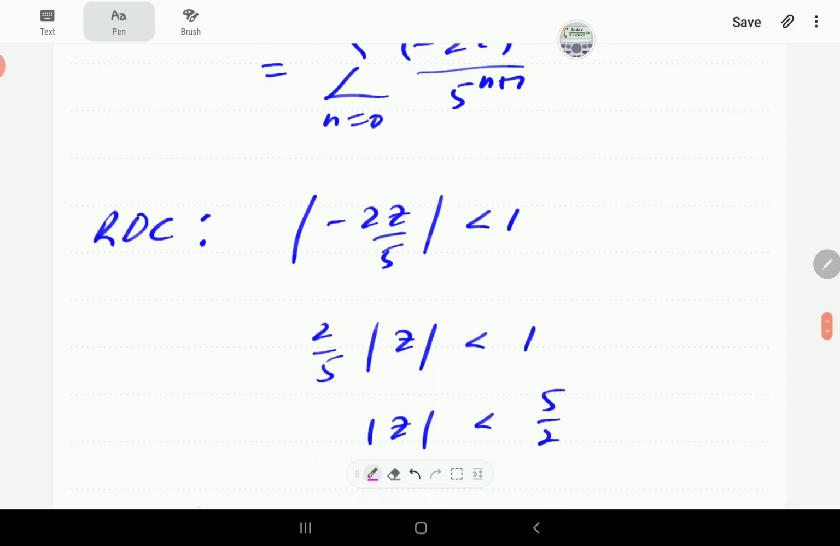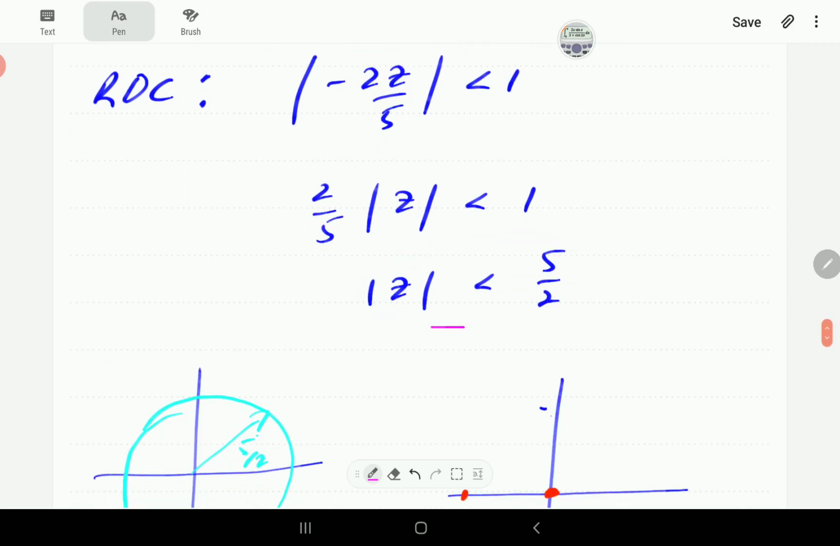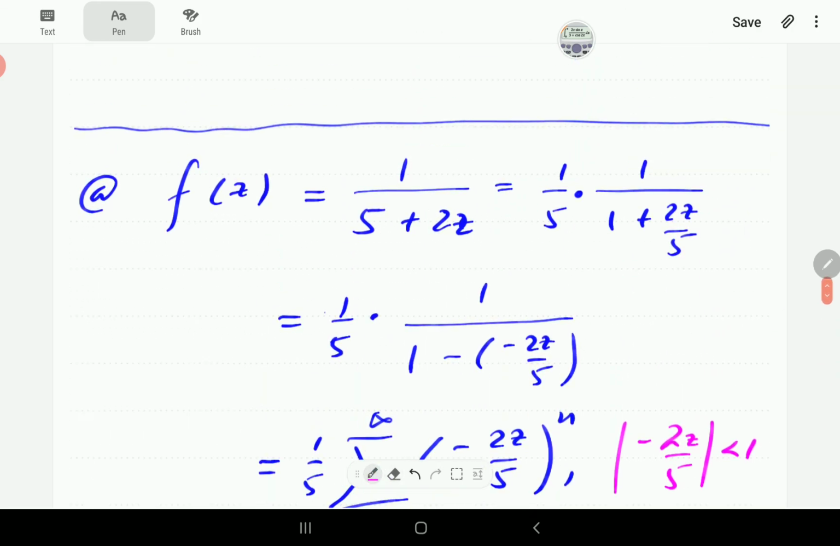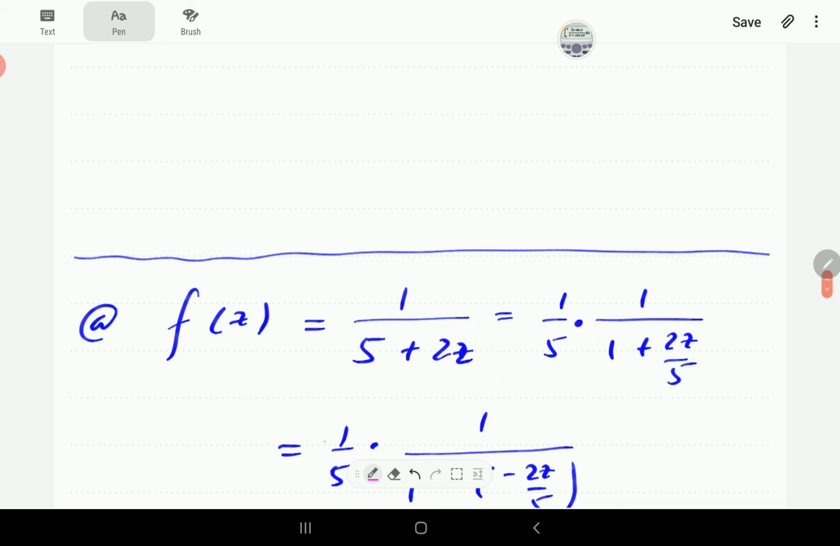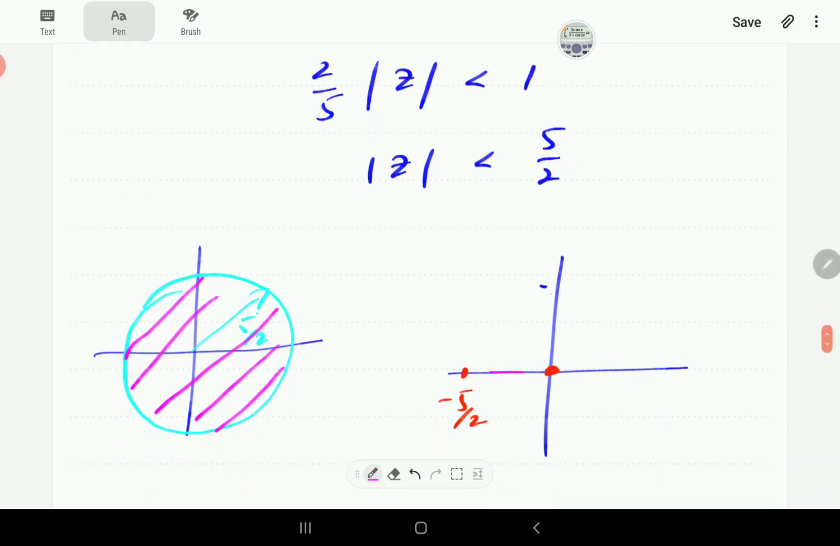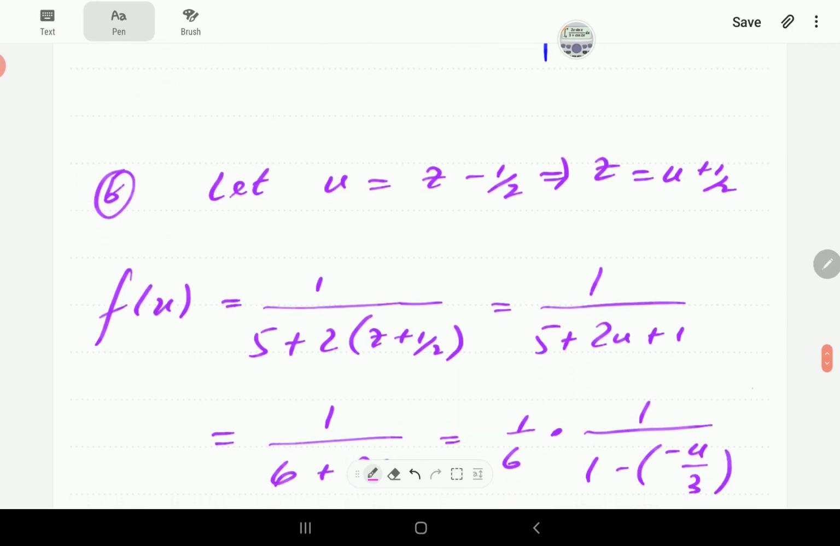Then for the region of convergence, so here magnitude of negative 2 over 5 is just 2 over 5. Take it to the other side. So this is just a disk of radius 5 on 2 centered at the origin like shown here. Now in terms of the geometric considerations, this series is centered at the origin. The closest singularity is when this is 0, and that's going to be at z is negative 5 on 2. And so this radius here is 5 on 2, and this is in agreement with this one.